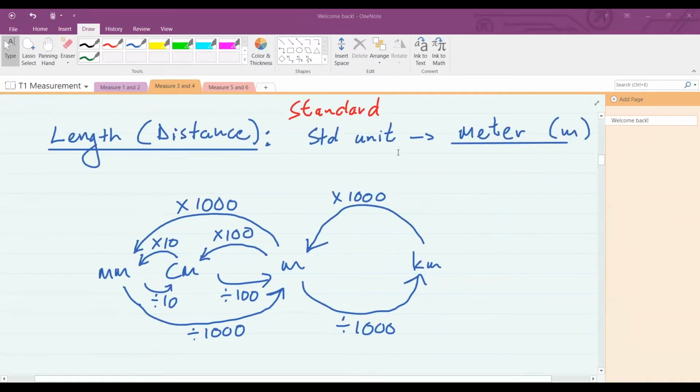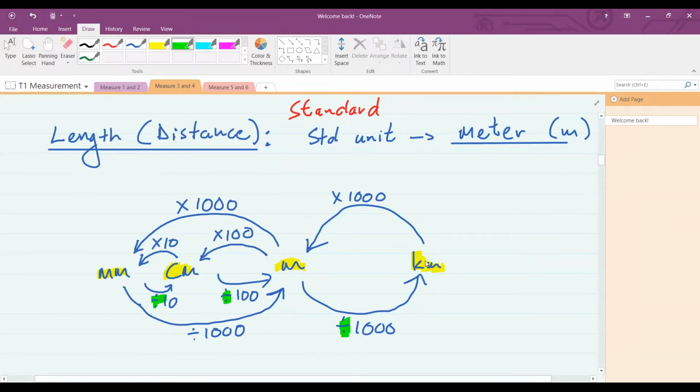All right. So what I did last week, Tuesday, was, for example, I did distance. I said to go from kilometers to meters, you need to times by 1,000. To go from meters to centimeters, you need to times by 100. And from centimeters to millimeters, you need to times by 10. All right. And if you want to go from millimeters back to kilometers, you need to divide, right? Divide by 10, divide by 100, and divide by 1,000.